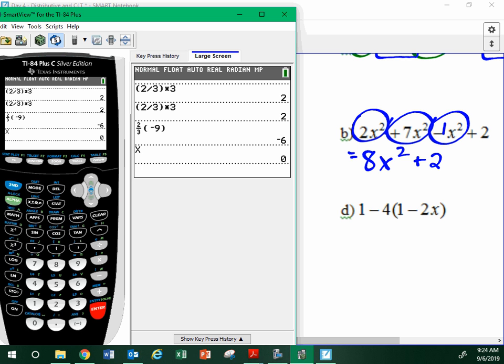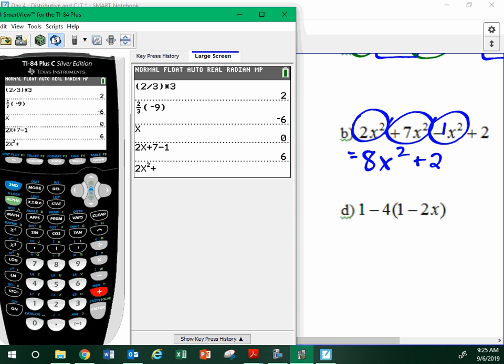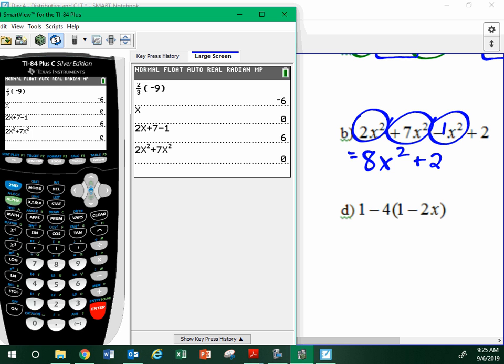So don't put in your calculator 2x squared plus 7x squared. This would not tell you 9x squared. We know that this would be 9x squared, but it's going to give you a number, okay? What's happening is the calculator has the ability to memorize a number for x. Right now my calculator is memorizing 0 for x. So it's evaluating 2 times 0 squared, which is 0.